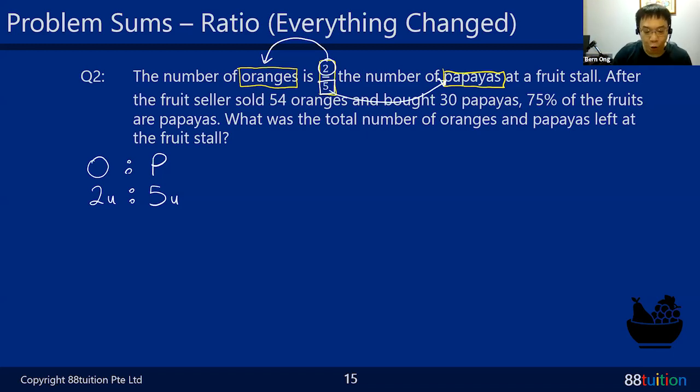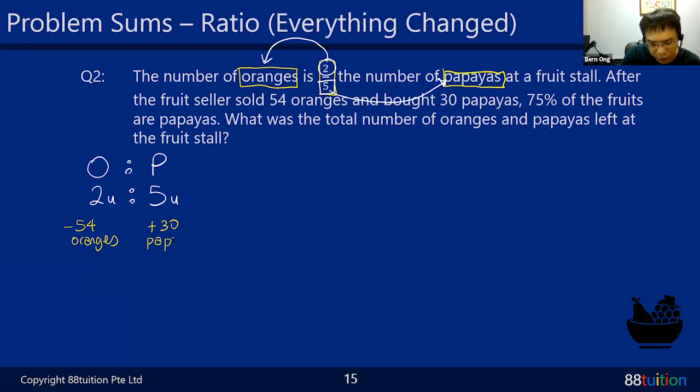All right, come back. So oranges to papaya is 2:5. Then what happened? After the fruit seller sold 54 oranges, okay, so down here, minus 54 oranges, and what? Bought 30 papayas, plus 30 papayas.